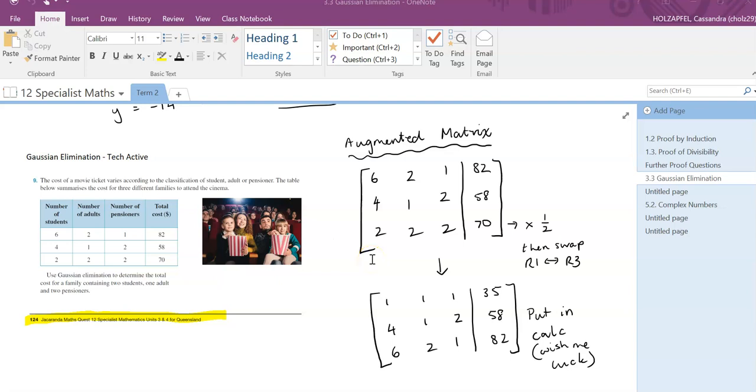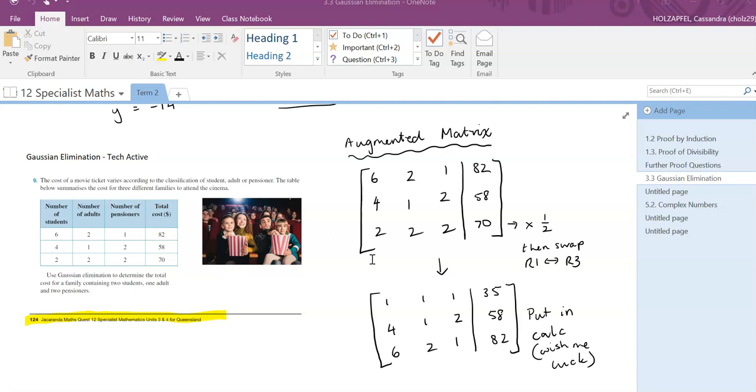Okay, back for our second round of crappy Sudoku, aka Gaussian elimination, except this time we're going to attempt to do it using a calculator. So I've downloaded an emulator. I'm hoping that this is going to work. So basically what we've got, this is a question from your textbook on page 124.